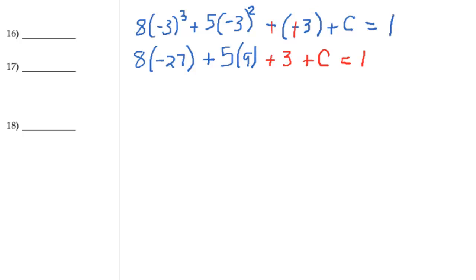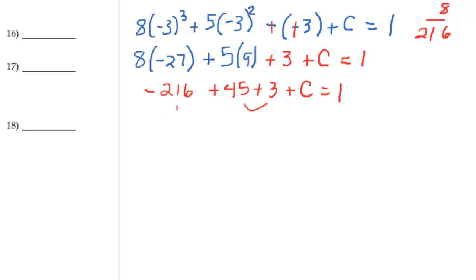Okay, negative 27 times 8. What is that? Okay, that's negative 216. So negative 216 plus 45 plus 3 plus c equals 1. Now we're going to add negative 216 plus 48. We subtract and keep the negative sign, so that's an 8 and that's a 6. So negative 168 plus c equals 1.